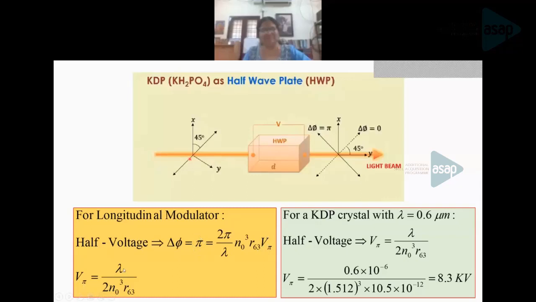That is V pi. This is known as the half voltage. V pi is lambda by 2 n0 cube r63, since pi cancels. Now, for a KDP crystal with a wavelength of 0.6, we can calculate the value of this half voltage. The half voltage is the voltage required to induce a phase difference of pi between the orthogonal components of the electric field.